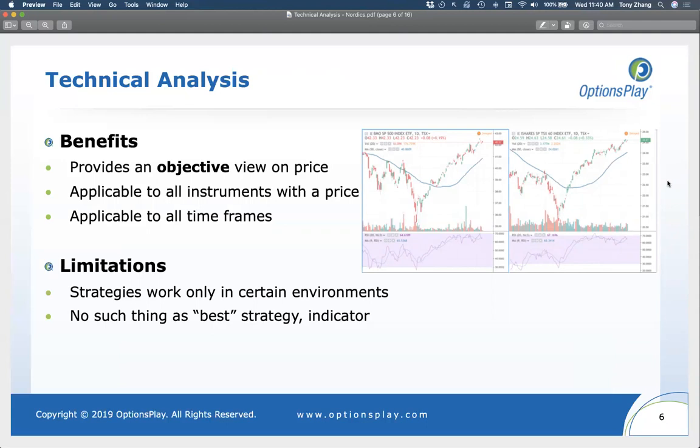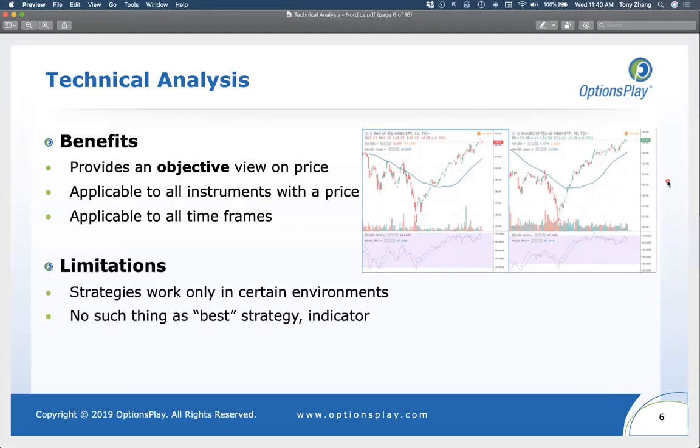It's extremely flexible and is adaptable to all different types of environments. There are some limitations, though. Number one, I tend to get a lot of questions from users asking me, how should you use technical analysis? What indicators do I use? And I always tell users, I've been doing this for 14 years.